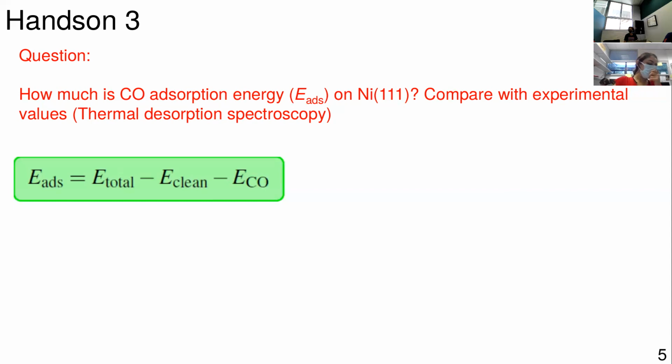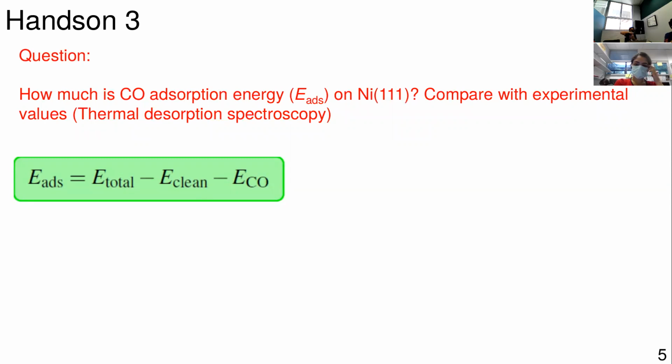0.29. 30. Minus or plus? Minus. Okay, so what does it mean to have a negative? Negative means it is more stable. Exactly. So that means that if the absorption energy is negative, your surface is binding the adsorbate.